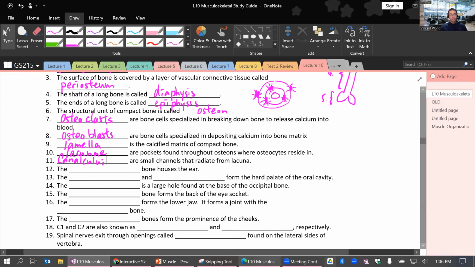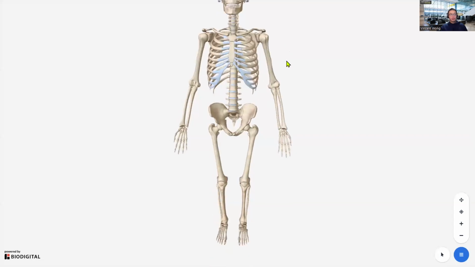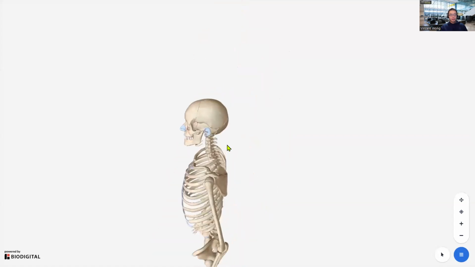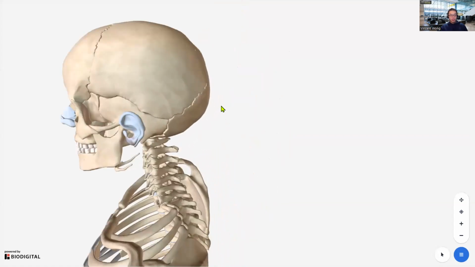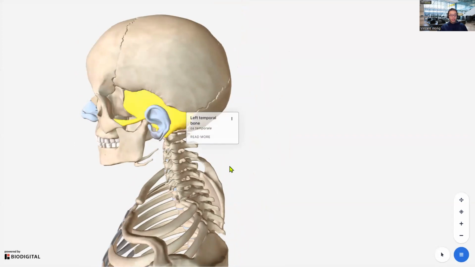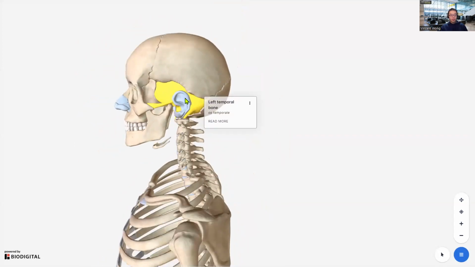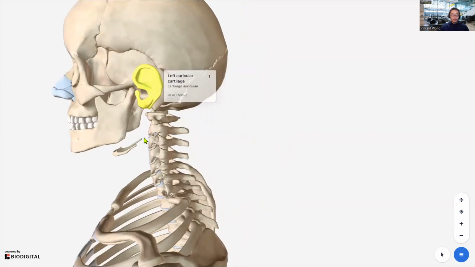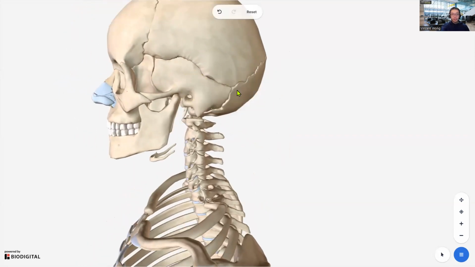Okay, if you go look over here, right, there's the ear, right? And actually it is the temporal bone, right? If I delete the ear, like over here, ear is cartilage, right? So if I delete the ear, you can see the ear canal is right there, and it's part of the temporal bone.